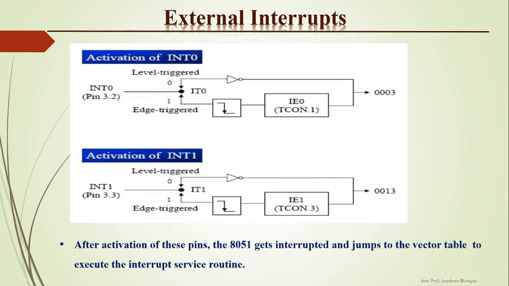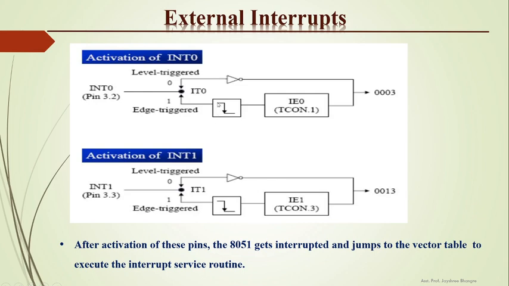External interrupts. For the 8051 there are two external interrupts, INT0 and INT1. These are nothing but port 3's pins, that is P3.2 and P3.3. To activate these external interrupts, there are two types: we can activate these interrupts using level triggered or edge triggered methods. Both INT1 and INT0 can be activated using level triggered and edge triggered.